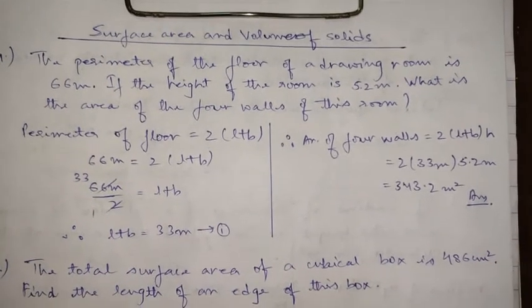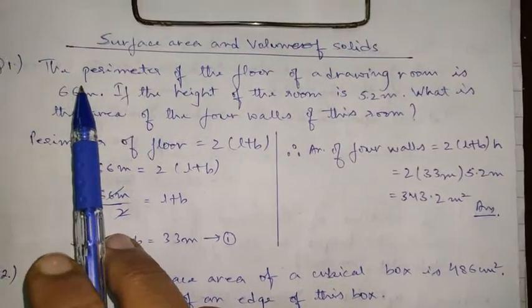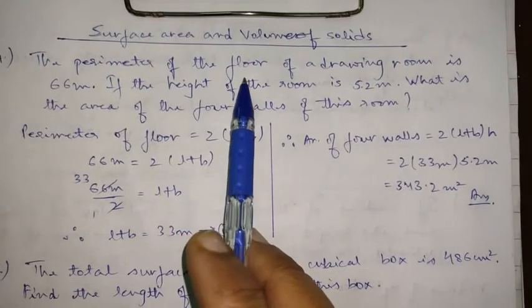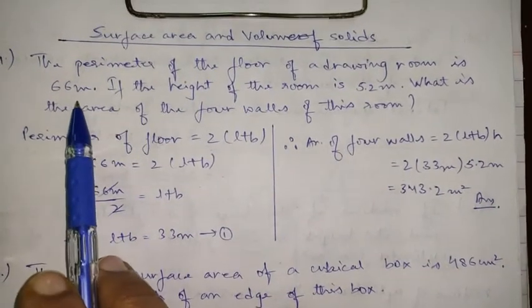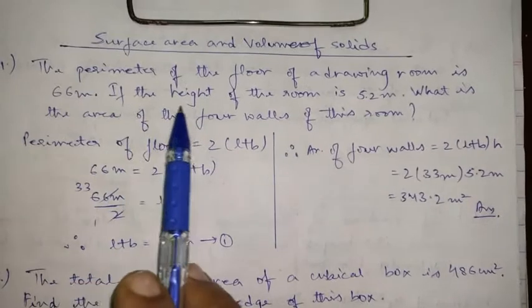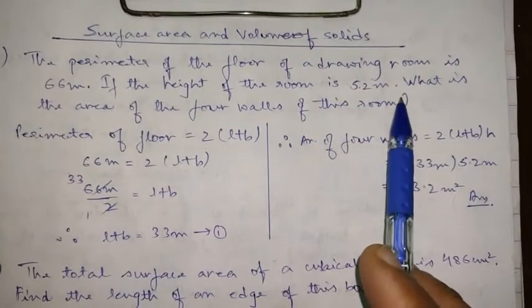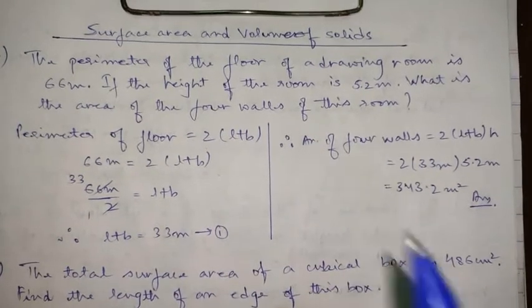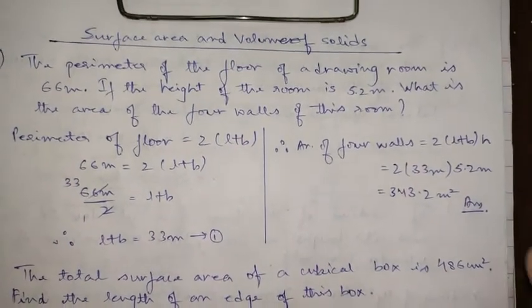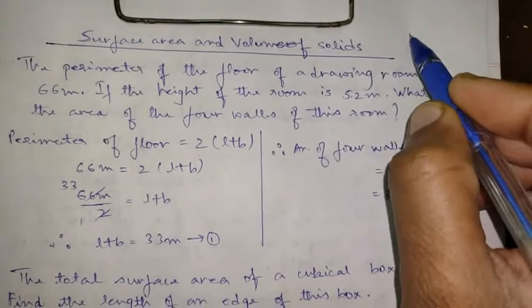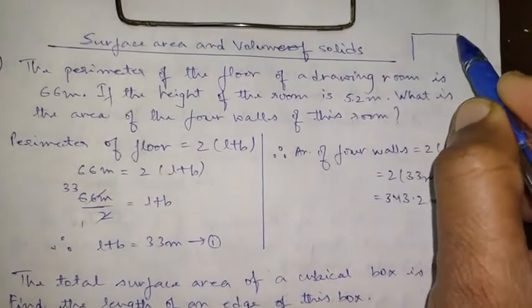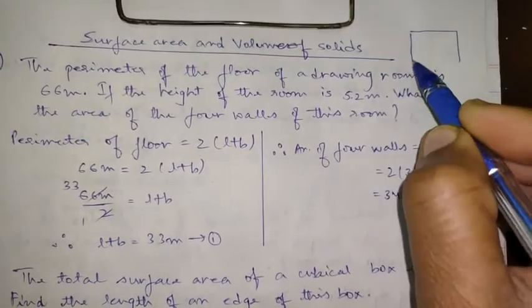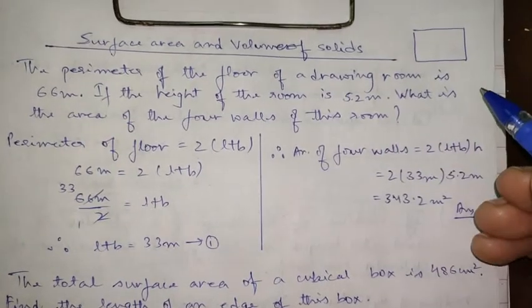My first question for this video is: the perimeter of the floor of a drawing room is 66 meter. If the height of the room is 5.2 meter, what is the area of the four walls of this room? Now, children, if they are talking about the floor, then we are going to consider that the floor of this drawing room is in the shape of a rectangle.